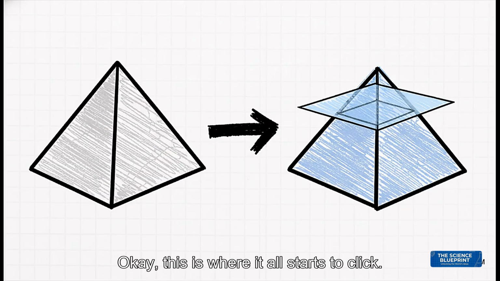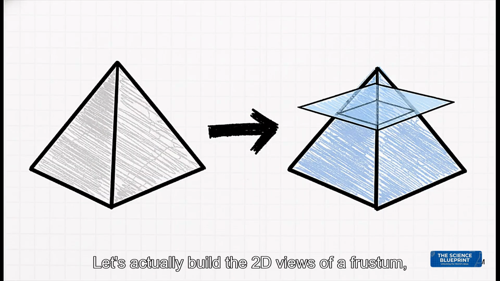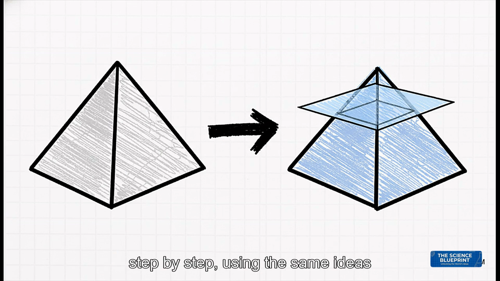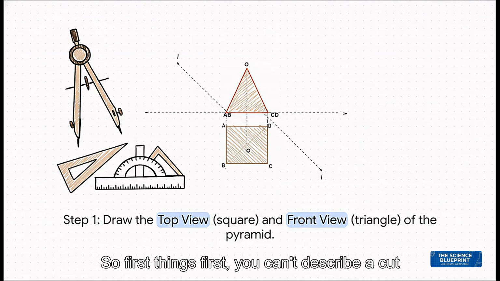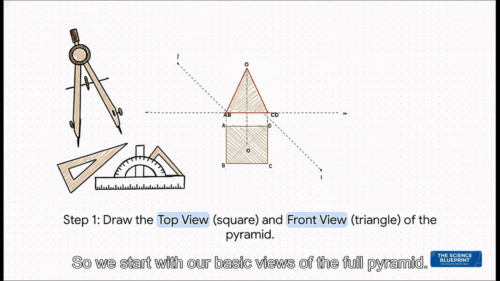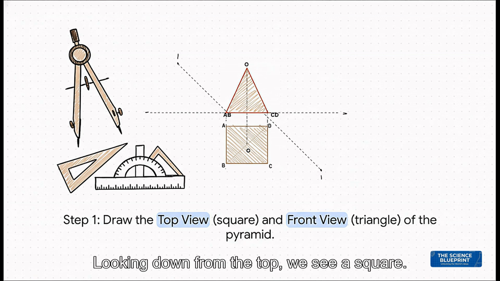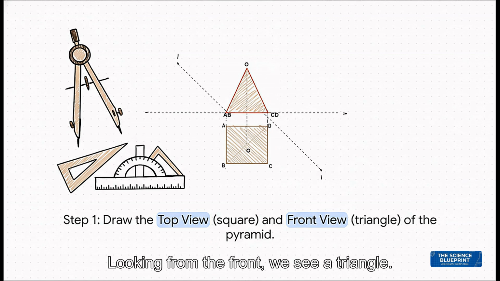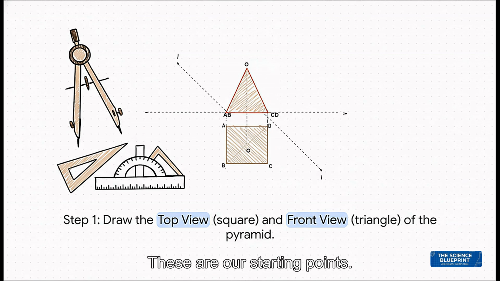Okay, this is where it all starts to click. Let's actually build the 2D views of a frustum, step by step, using the same ideas we've been talking about. Let's do it. So, first things first, you can't describe a cut if you don't have the original object drawn, right? So we start with our basic views of the full pyramid. Looking down from the top, we see a square. Looking from the front, we see a triangle. These are our starting points.